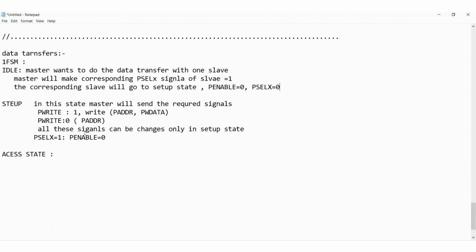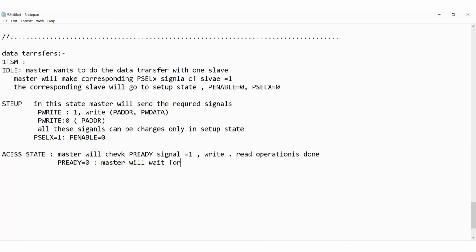So now in the SS state here, master will check P ready signal. If it is equal to 1, then whether it is write or read operation is done. But let P ready is equal to 0. Then what will happen? Master will wait for slave. And how many times is it going to wait? It is not like that master is going to wait for slave continuously. It will wait for 5, 6 or 16 or 20 clock cycle.